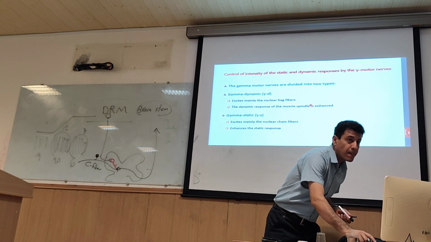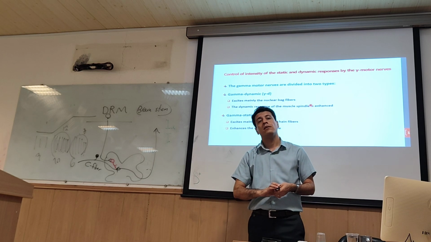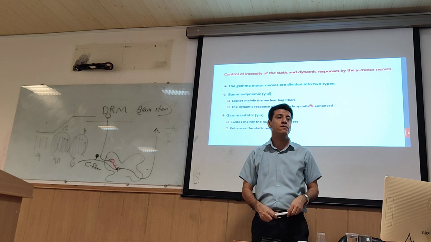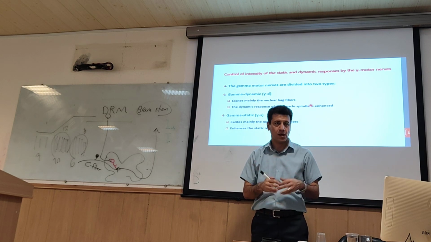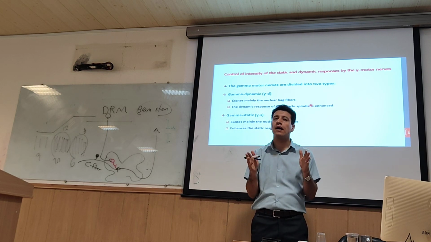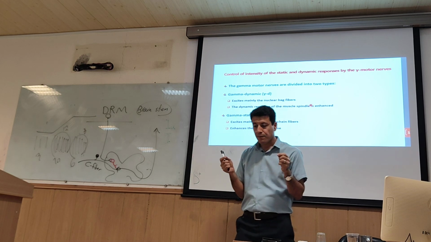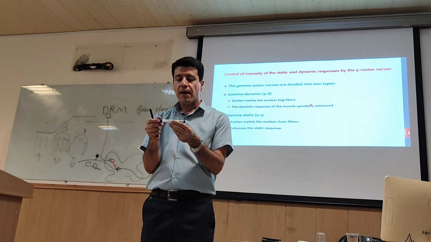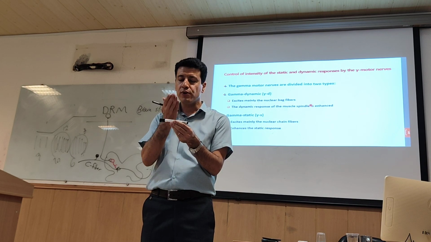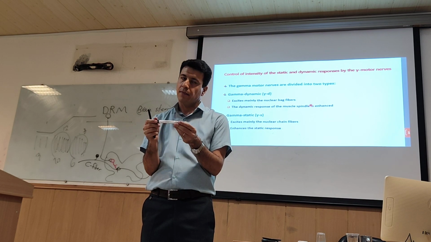So what's the main function of the gamma? It can regulate the sensitivity of the muscle spindle. If gamma activity is high, sensitivity for the length is increased. When you stretch a muscle spindle, it may increase action potentials from 3 to 10.